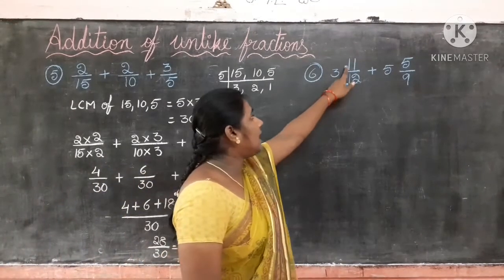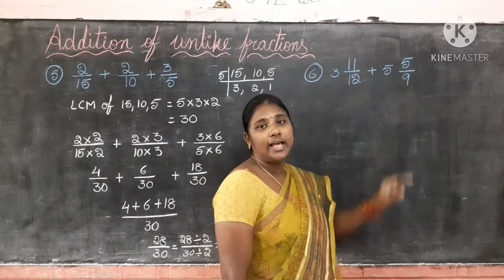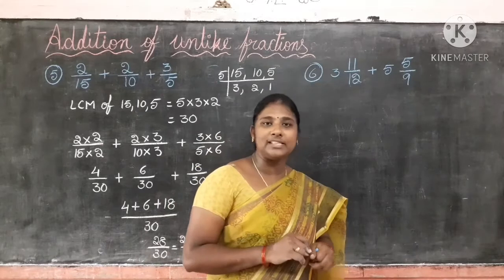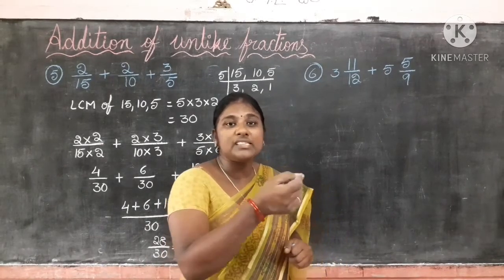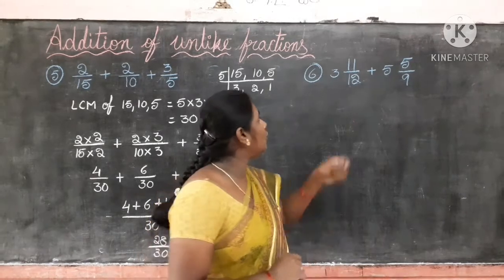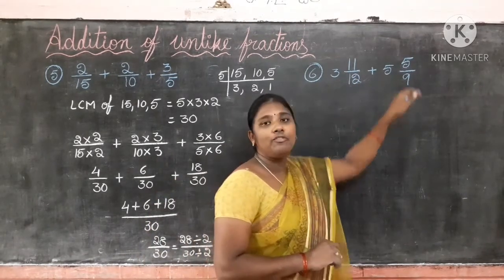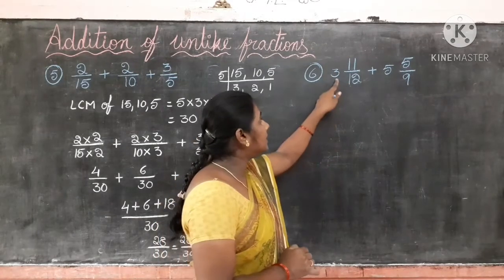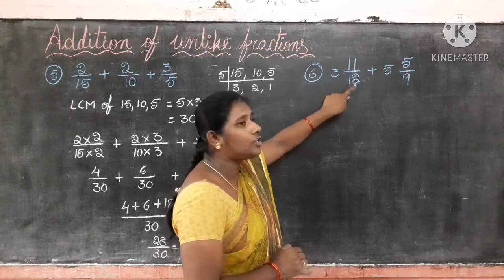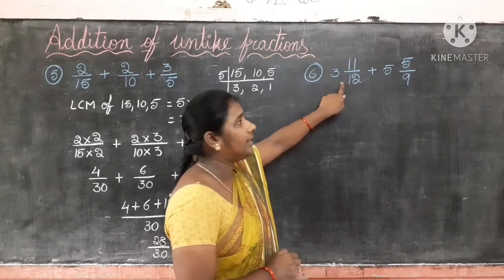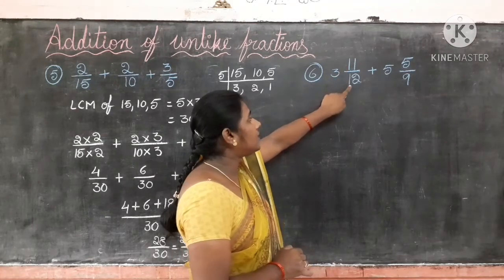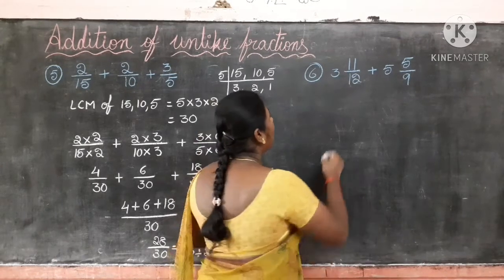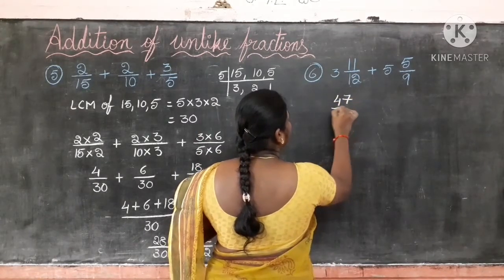Next one. 3 11 by 12 plus 5 5 by 9. These two are what fractions? Mixed fractions. While we are doing the addition of mixed fractions, first we have to convert the mixed fractions to improper fractions. So while we are converting a mixed fraction to improper fraction, this one is a whole number and the denominator 3 into 12. 3 12s are 36. Add the numerator: 36 plus 11, 47 by 12.